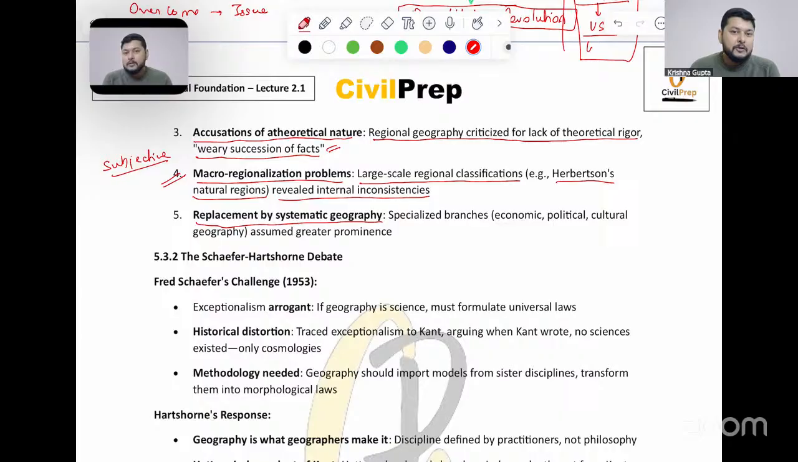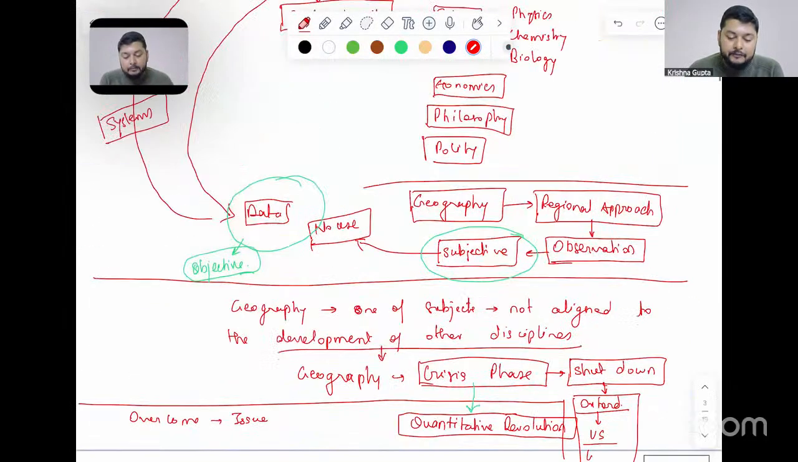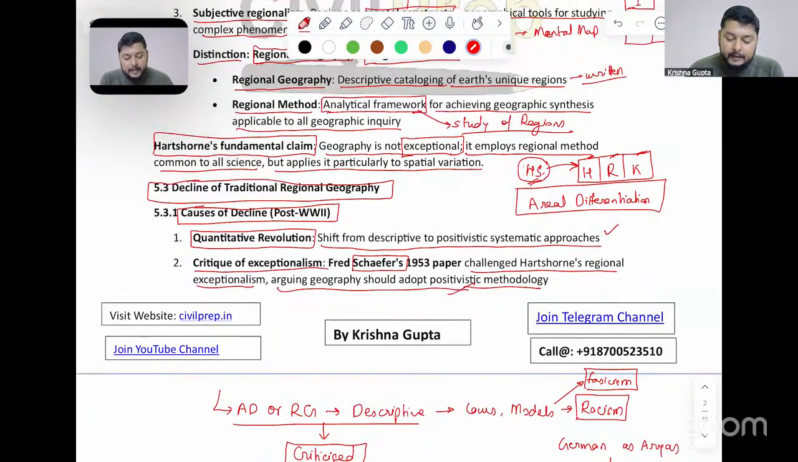Now, next is replacement by systematic geography. Regional geography was one thing, but there was a systematic replacement also. Specialized branches like economic, political, and cultural geography assumed greater prominence in this systematic approach. So this was basically highlighted by Schaefer.